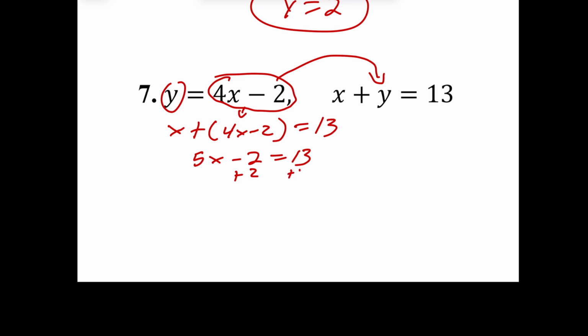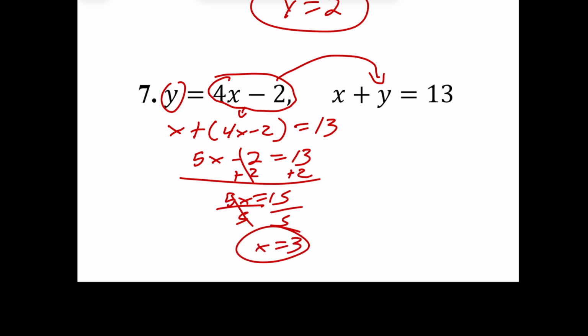We're going to get letters on one side and numbers on the other. So I'm going to get 5x equals 15. And then once I divide everybody by 5, my x will equal 3. Now I can plug it into either one. You know what? I'm going to plug it into this one.